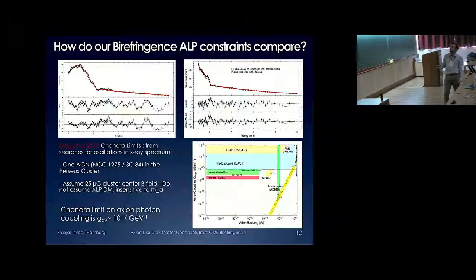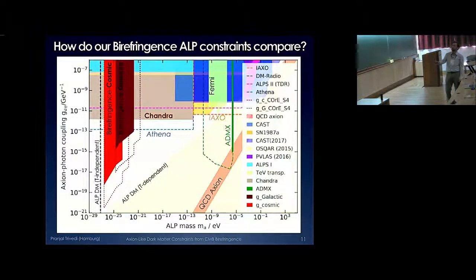Berg et al. have put constraints from observations of one AGN in the Perseus cluster, where they assumed a 25 microgauss magnetic field in the middle of the cluster. In these constraints, they don't assume that the ALPs make up all of the dark matter. This is insensitive to the dark matter, which is why their constraints are flat as a function of ALP mass. But they do have to assume some value of the magnetic field of the cluster, and their constraint is 10 to the minus 12 GeV, which on this diagram was over here. So you can see that we improved by quite a large amount.